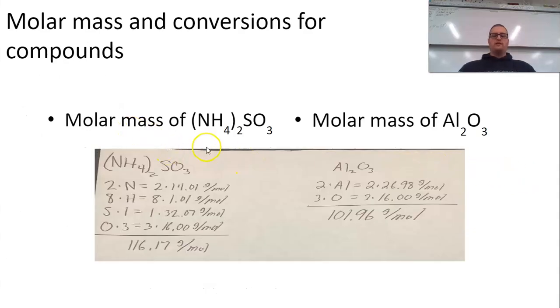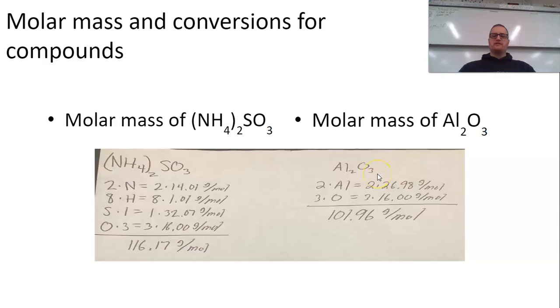So again, when you're asked for molar mass as the only question on the test, I want to see this level of work. When we utilize it in a conversion, you don't need to show this work. I'll show you examples of that. But for right now, we have ammonium sulfite. Because of the subscript here, we have 2 nitrogens, 8 hydrogen, no written subscript means 1 sulfur, and 3 oxygen. So all of our multipliers times the molar masses added up, 116.17 grams per mole for ammonium sulfite.